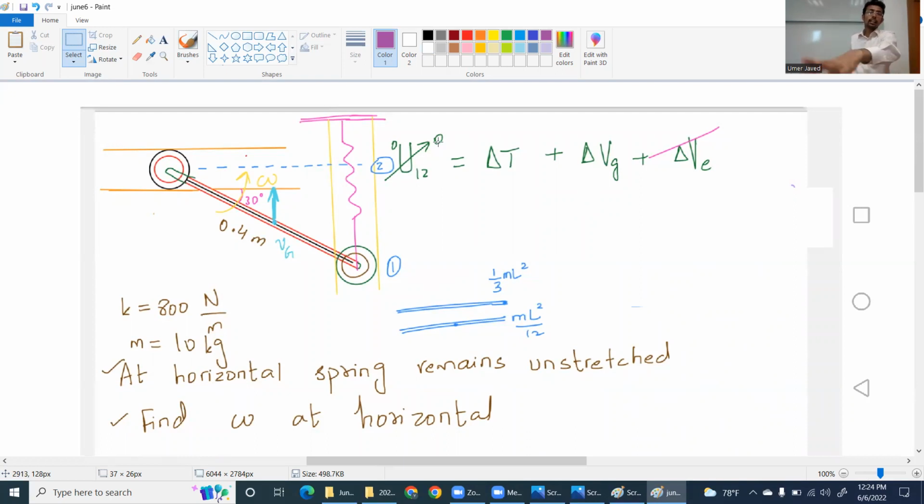Now you have delta T and delta VG and probably delta VE that is left on the right hand side. Now ask me the question again, please. While calculating the spring force, the energy that is being used by the spring force, should I use radian or degree while taking the integral? Okay, got it.